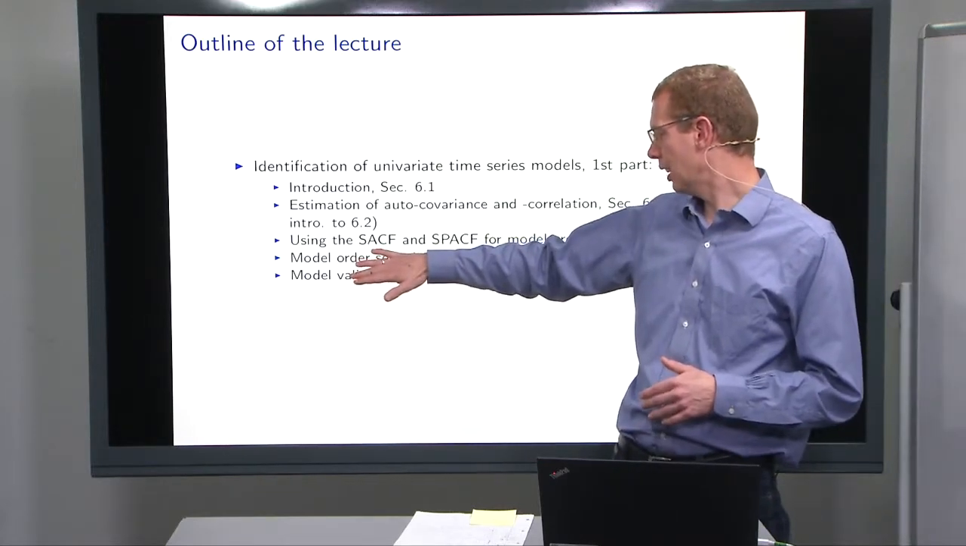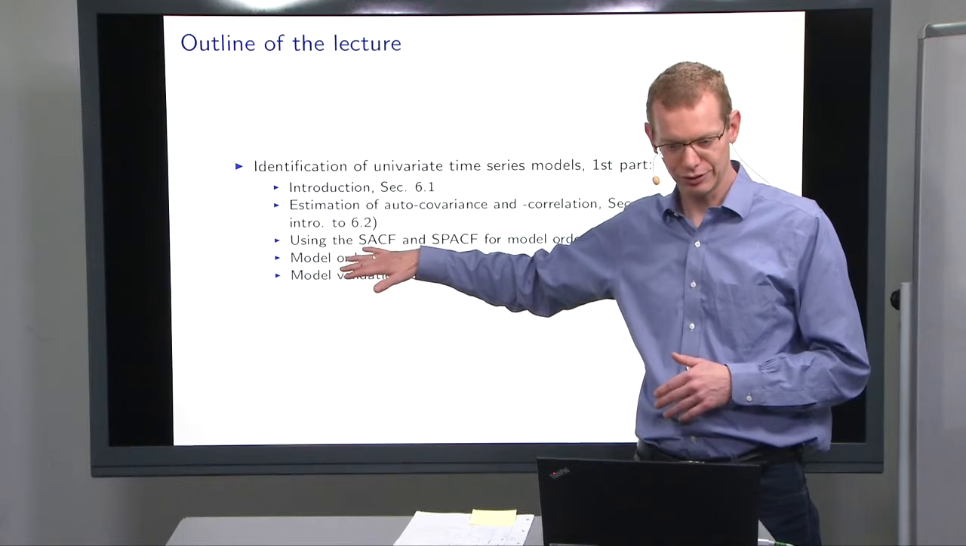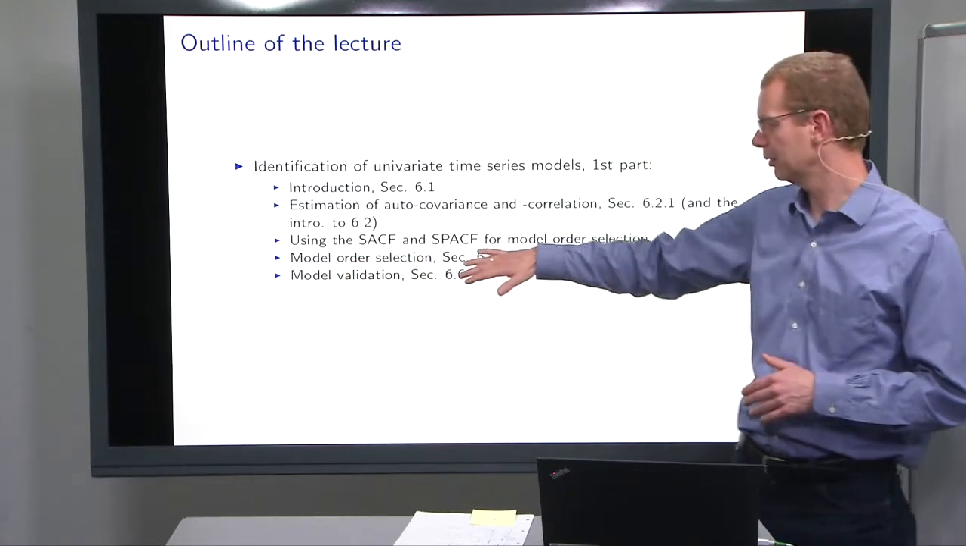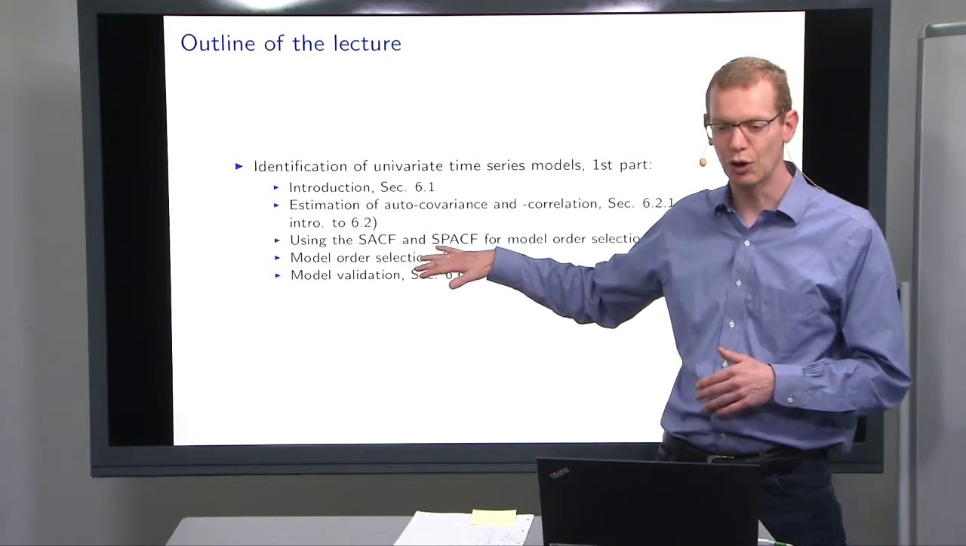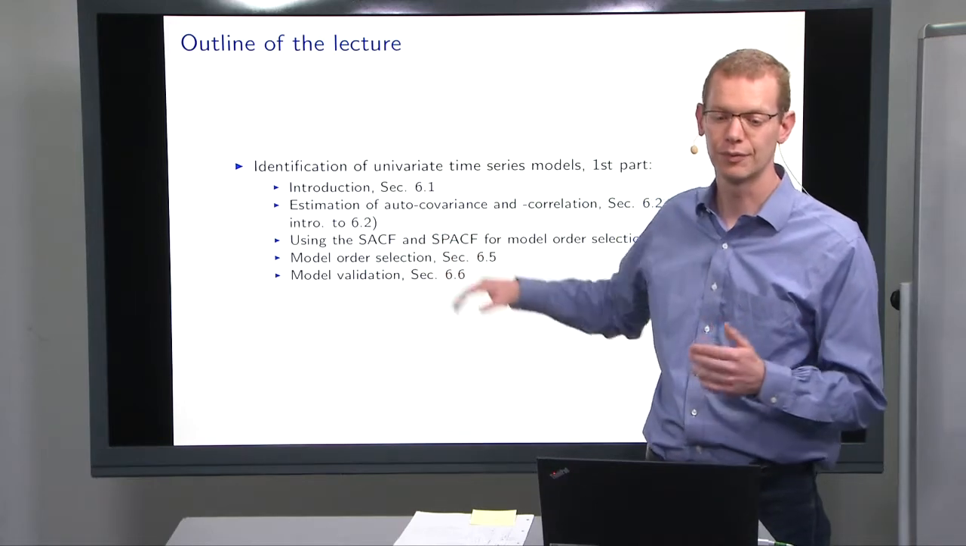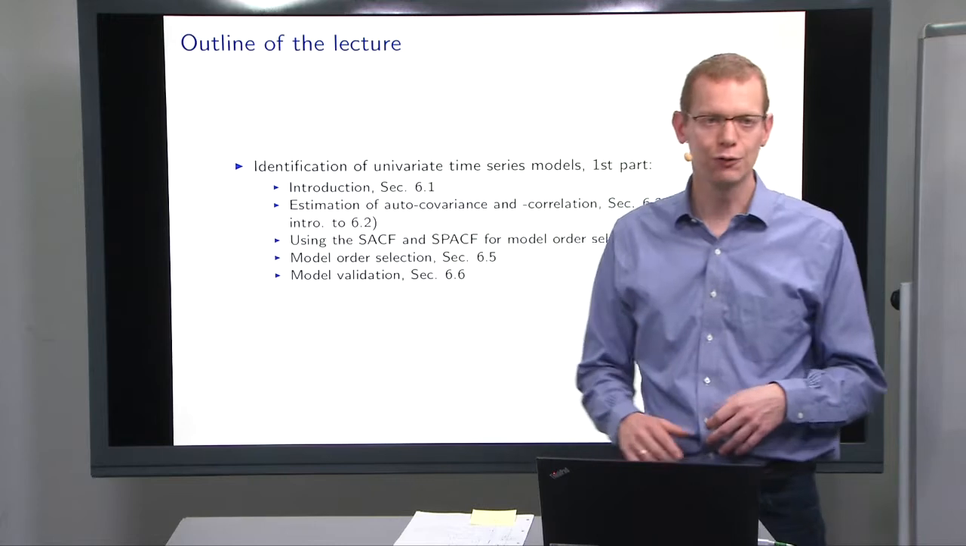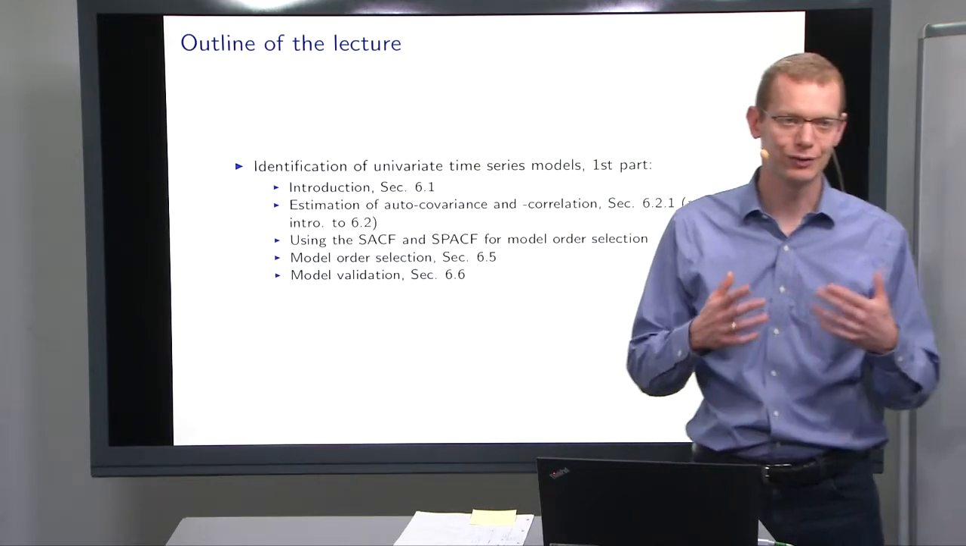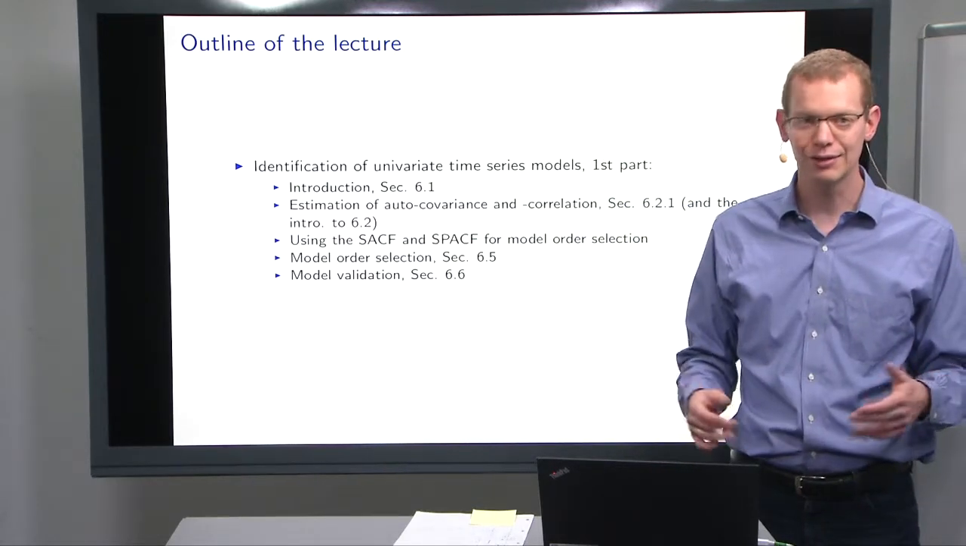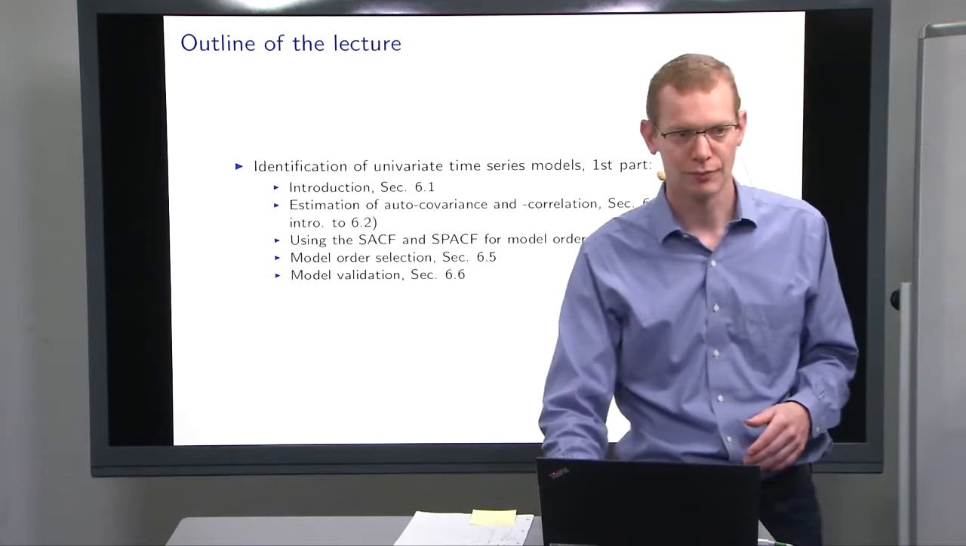And then we'll ask how we can use the sample autocorrelation function and sample partial autocorrelation function for model order selection, which is the next part. And finally, we'll focus on validation, because if the model is not validated, we should not use it.